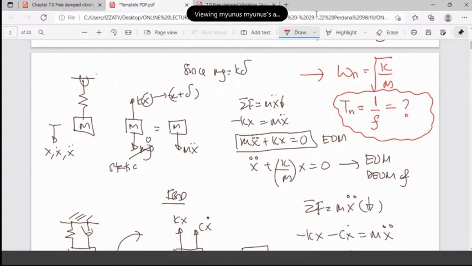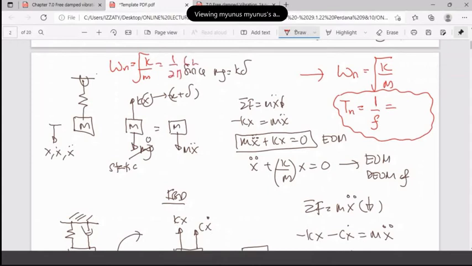2 pi times square root, yes. That one is the f, correct. But now it's T only. Remember, the unit for T is second, isn't it? So you must have 1 upon f, correct. It's absolutely correct because you have omega n equal to square root of k by m, which is equal to 1 by 2 pi.